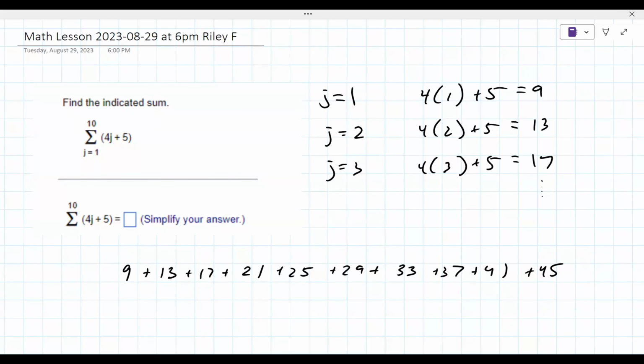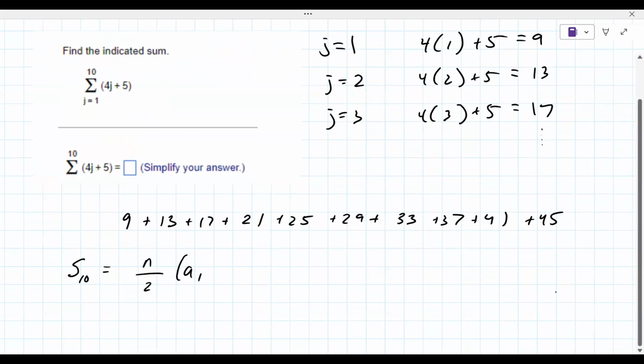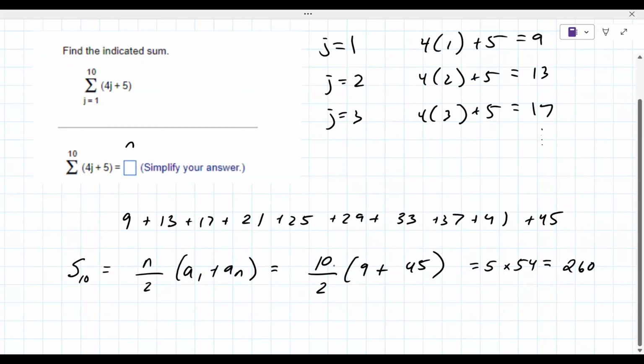Okay, so the formula way is the sum of the first 10 is the number of terms divided by 2, times the first term plus the last term. So there's 10 terms divided by 2, times 9 plus 45. You just have to make sure you divide by 2. Okay. So it's 5 times 54, which is 260.